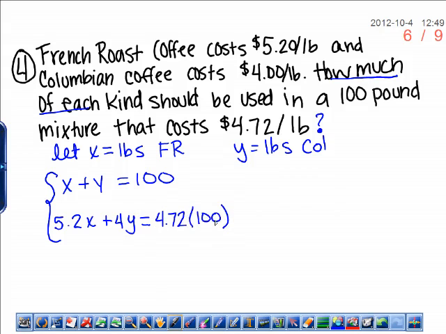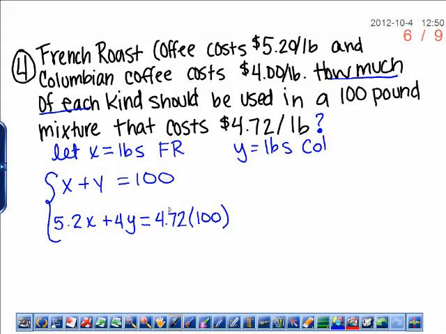Cost times amount. Do you guys see that? That's the tricky part in this, remembering that. We have cost times amount plus cost times amount, and it has to equal cost times amount. Do you see how this is set up perfectly for matrices? Yes. We get our coefficients, we get our solution, we type it in. Are you guys okay if we don't continue and put this in our calculator? Yes.